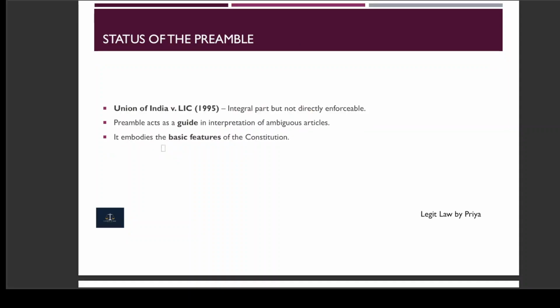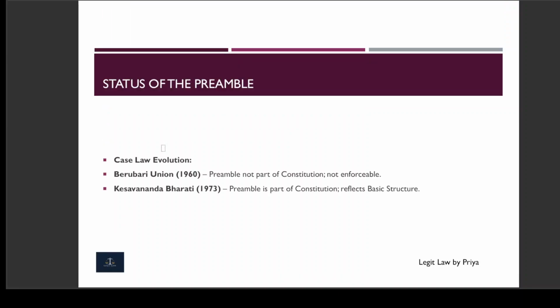So now coming to the landmark judgments of our preamble, first starts with our Berubari case, where the Supreme Court held that preamble is not part of constitution and therefore it is not enforceable in court of law. However, court also said that preamble is the key to open the mind of the makers of the constitution. So in Berubari case, court clearly said that our preamble is not part of the constitution, so it cannot be implemented in court of law.